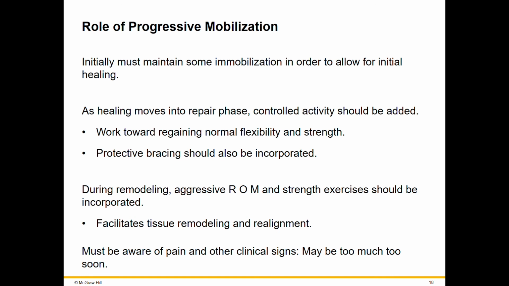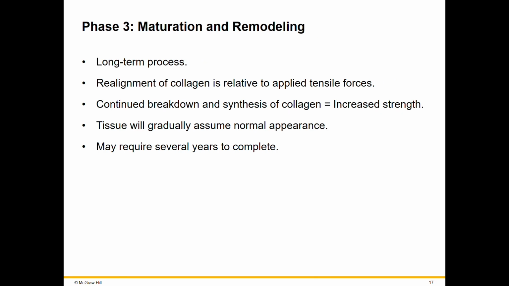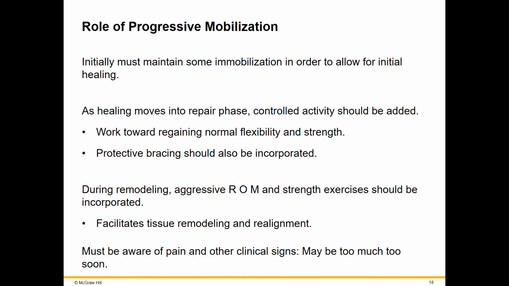As the remodeling phase begins, aggressive active range of motion and strengthening exercises should be incorporated to facilitate tissue remodeling and realignment. To a great extent, pain dictates the rate of progression. With initial injury, pain is intense and tends to decrease and eventually subside altogether as healing progresses.